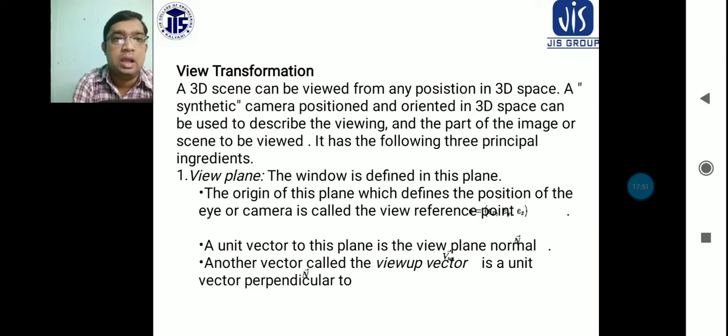Another thing is a unit vector normal to this plane, called the view plane normal, the n vector, which is the normal vector. Another vector is the view-up vector, VUP, a unit vector perpendicular to the view plane normal, and this is considered for the transformation.